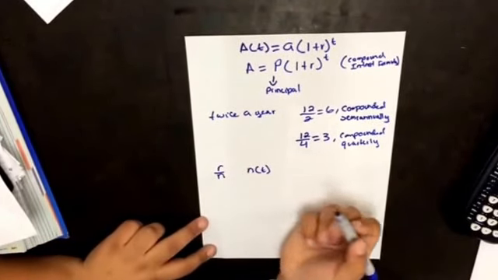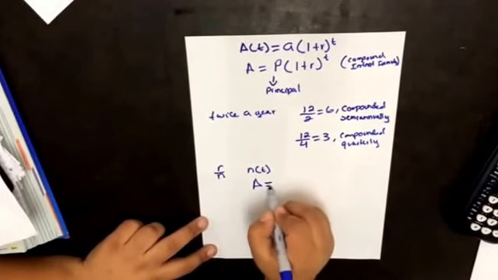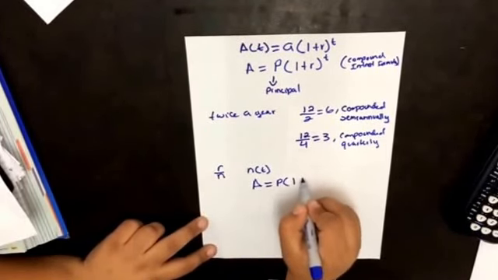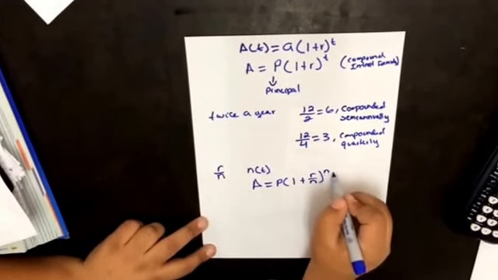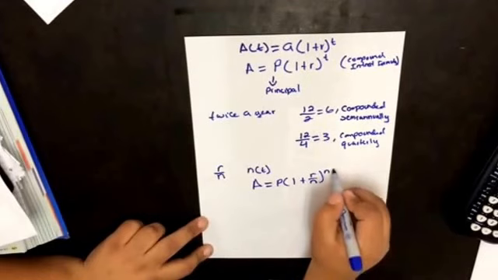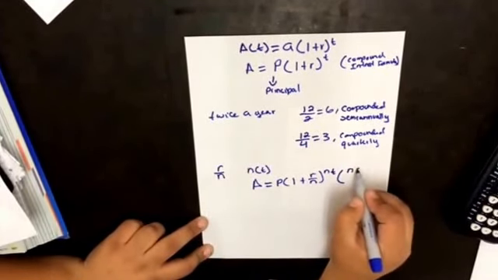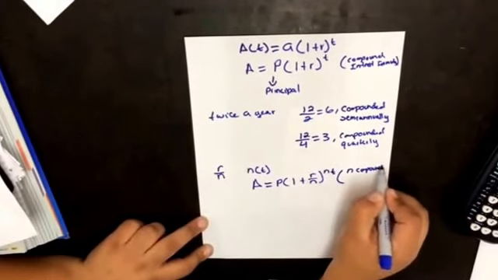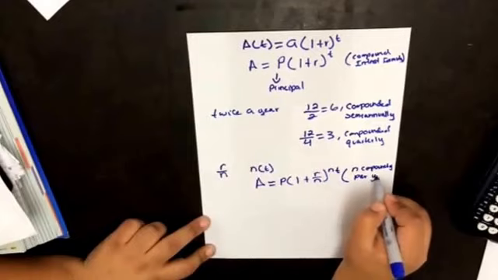With that said, we have a formula which is A equals P times 1 plus r over n, to the n times t. And this is your formula for n compounding per year.